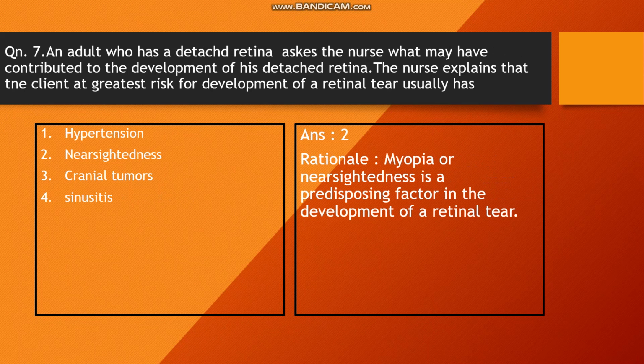An adult who has a detached retina asks the nurse what may have contributed to the development of his detached retina. The nurse explains that the client at greatest risk for development of a retinal tear usually has hypertension, nearsightedness, cranial tumors, sinusitis. Answer is nearsightedness. Rationale. Myopia or nearsightedness is a predisposing factor in the development of a retinal tear.